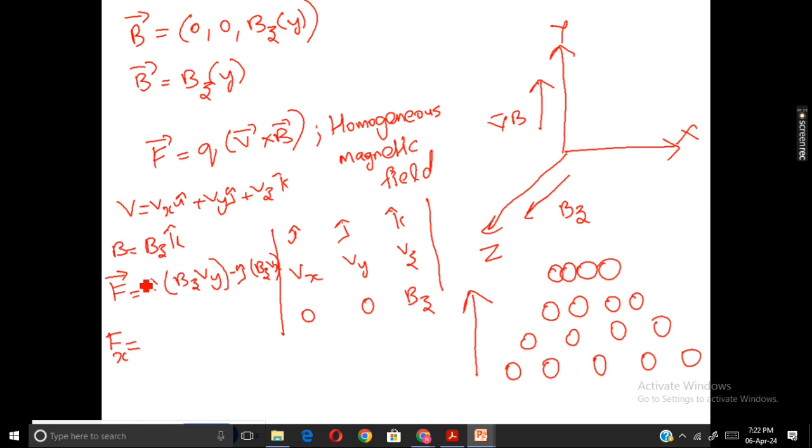So if we write it in component form, with Q also here, Fx will be Q Vy Bz, and Fy will be minus Q Vx Bz, and Fz will be 0. So these are the three components of the force.